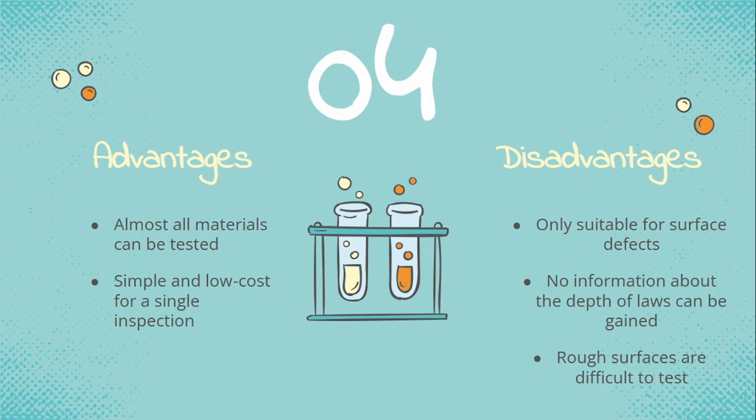Advantages. Almost all materials can be tested. So materials like metallic and non-metallic, magnetic and non-magnetic, and conductive and non-conductive materials can be tested. Simple and low cost per single inspection. The materials and associated equipment are inexpensive. Disadvantages. Only suitable for surface defects. No information about the depth of flaws can be gained. Rough surfaces are difficult to test.